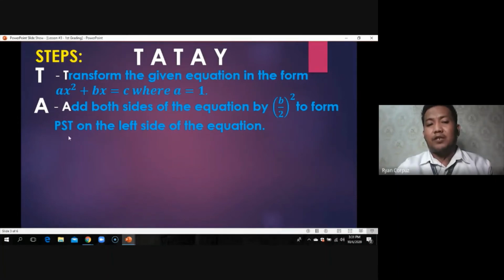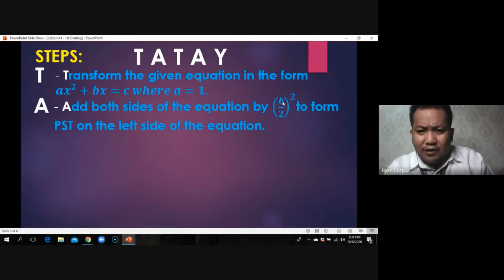Makakaform dapat tayo ng perfect square trinomial on the left side of the given quadratic equation na naka-transform in this form of the equation. So magkakaroon siya ngayon ng bagong constant dito. That constant na i-add natin on this comes from the expression b over 2 quantity squared. So nasaan yung b na yon na sinasabi natin? That b is the numerical coefficient of the linear term in the given quadratic equation.